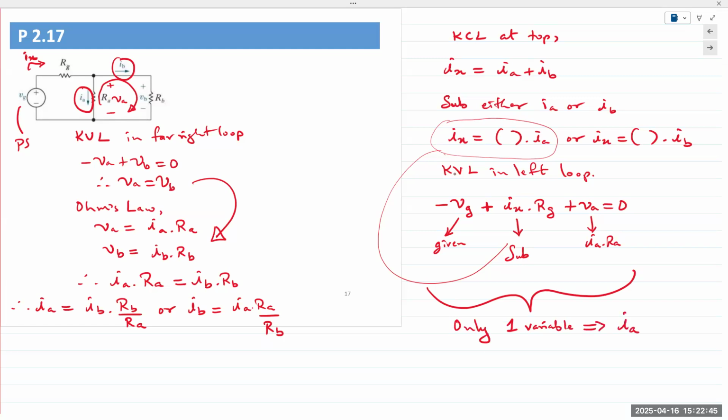There's only one unknown variable in that equation. Then you solve for Ia, and then you solve for Ib, and then you solve for all the other voltages. You can solve for the power. You can solve for anything once you have the answer for that one current. So basically, once you have Ia, you can solve for all other values.